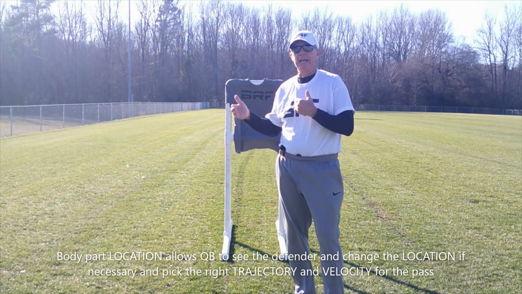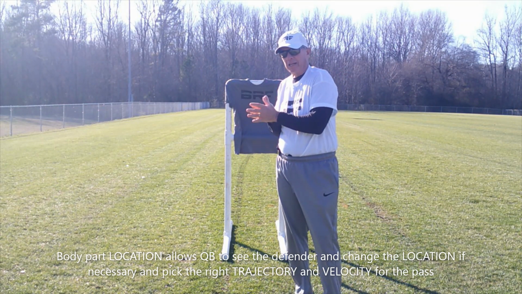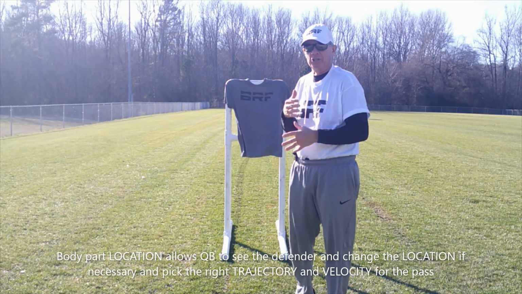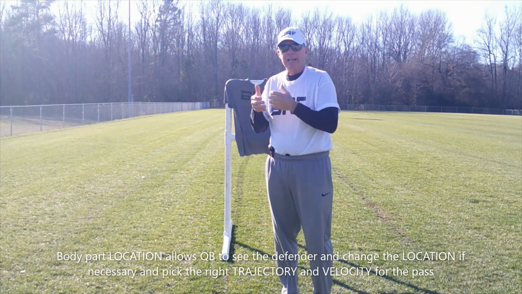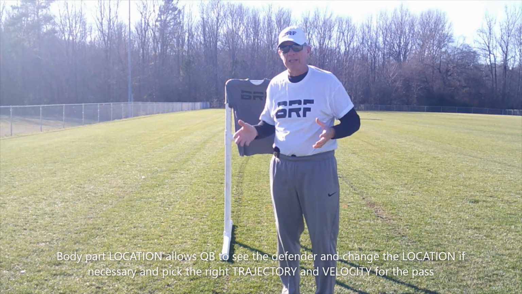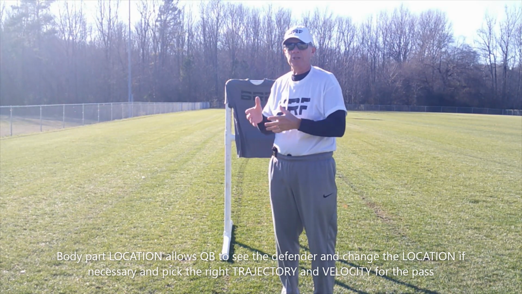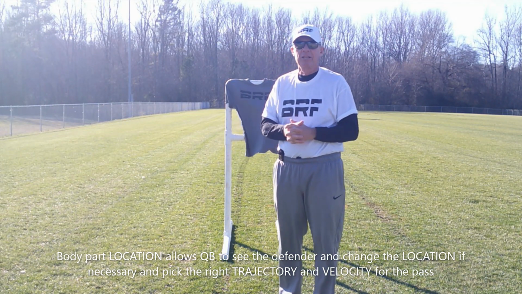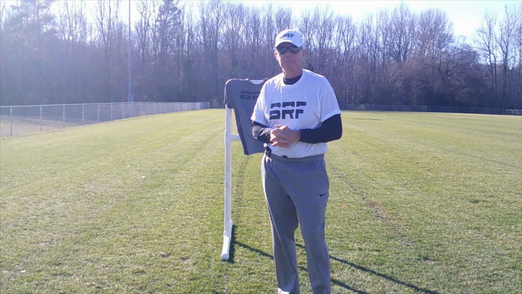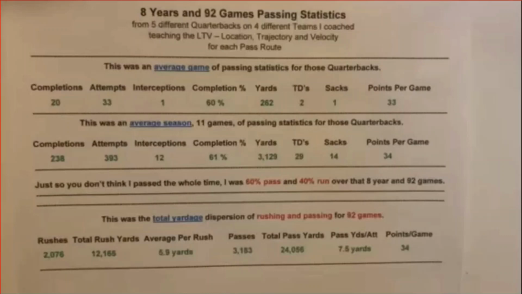So you can have a generic pre-snap location that you look at on the receiver's body and change it post-snap. But if you're under pressure, you can always get the ball out and throw it where your receiver has a chance and the defender has less of a chance to make a play on the ball. That is the idea of the effects of coaching location, trajectory, and velocity, or LTV, with your quarterbacks.